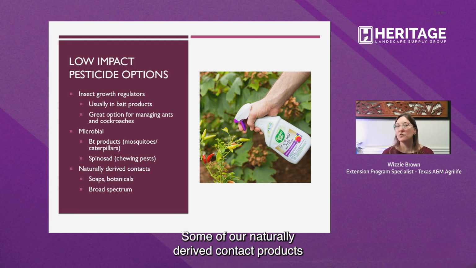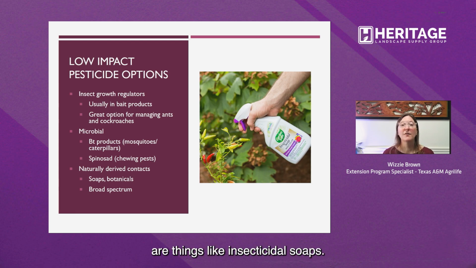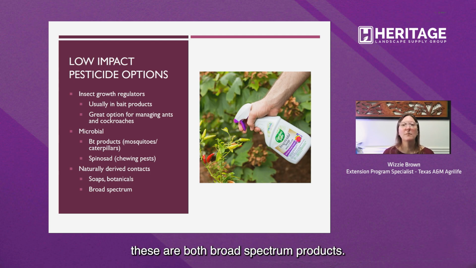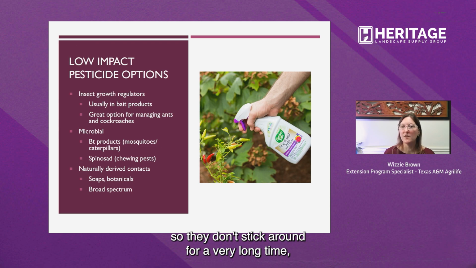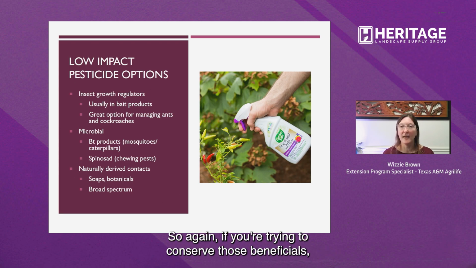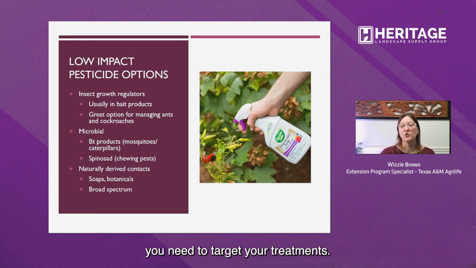Some of our naturally derived contact products are things like insecticidal soaps. We have our botanicals, which are derived from plants. And even though these are naturally derived, these are both broad spectrum products. They are going to degrade fairly rapidly in the environment, so they don't stick around for a very long time, but they will kill both beneficial insects as well as the pest insects. So again, if you're trying to conserve those beneficials, you need to target your treatments.